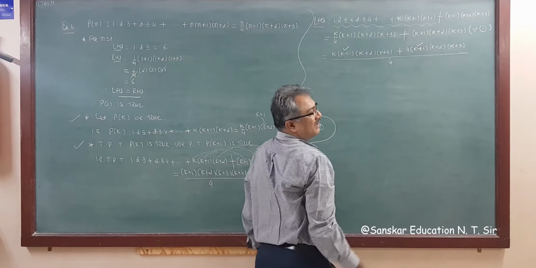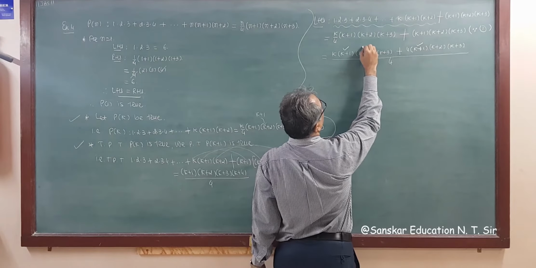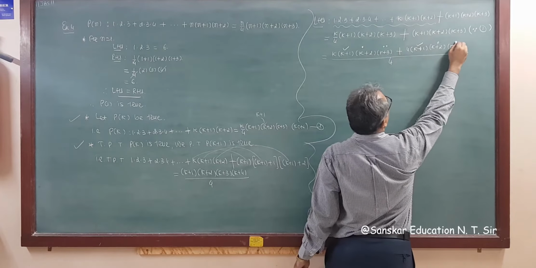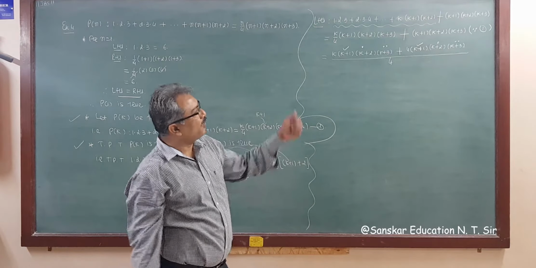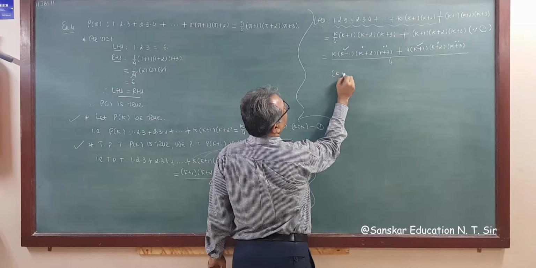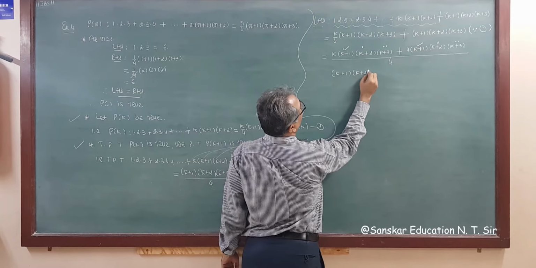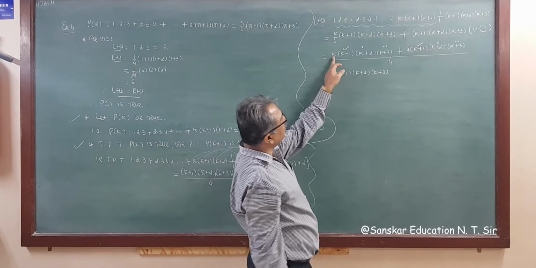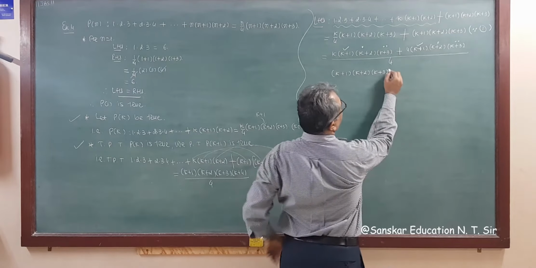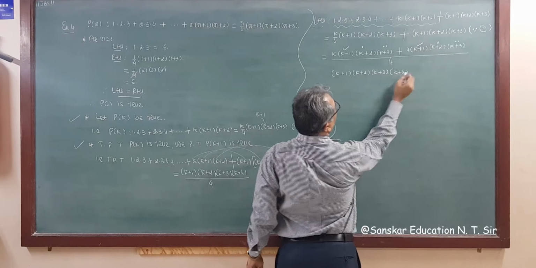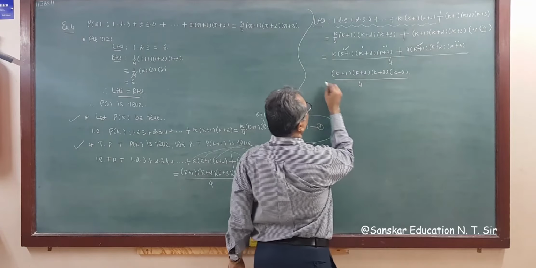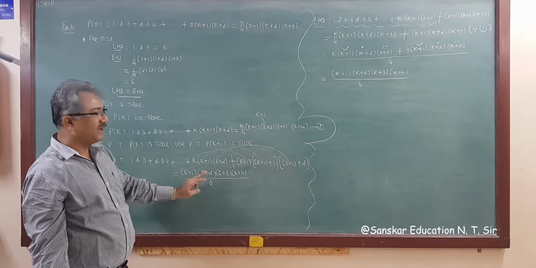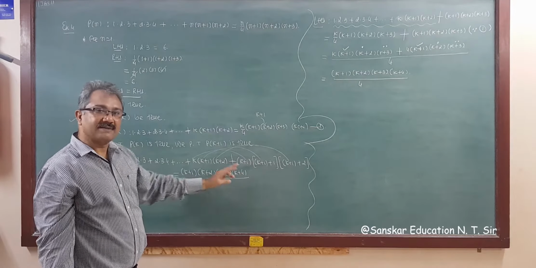So k plus 1. Then this k plus 2 is common. And this k plus 3 is common. So taking common, what we get? k plus 1, k plus 2, k plus 3. Right? So the remaining term will be k plus 4, divided by 4. What is this? See here. What do you want to prove? k plus 1, k plus 2, k plus 3, k plus 4 by 4.